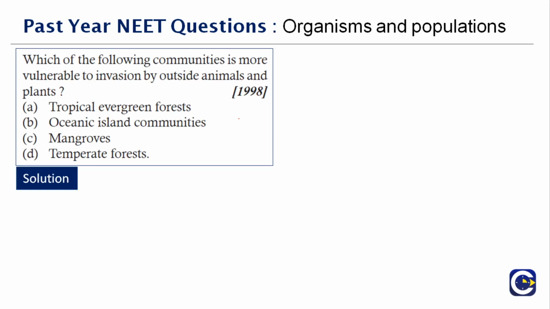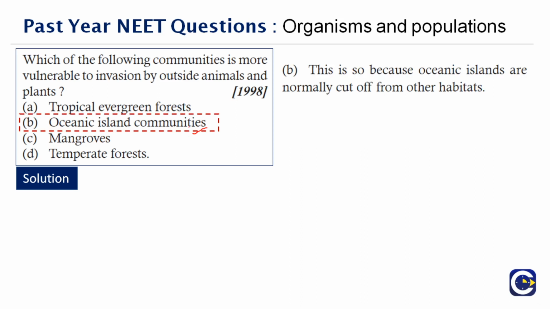Okay, which one of the following communities is more vulnerable to invasion? This is because the oceanic islands are normally cut off from their habitats. More vulnerability is seen in oceanic island communities. Why? Because these islands are normally cut off from their habitats. Therefore, the right answer to this question is option B.